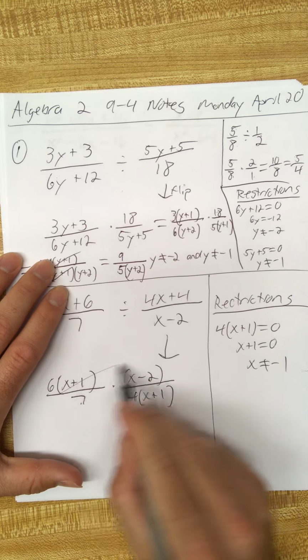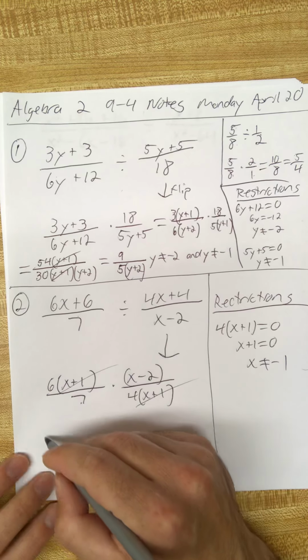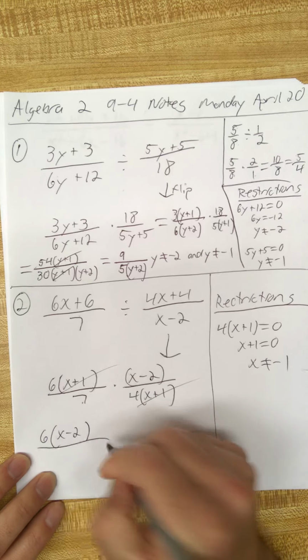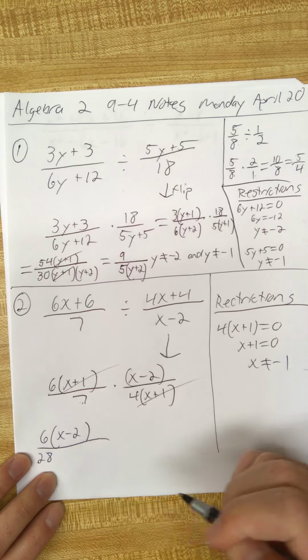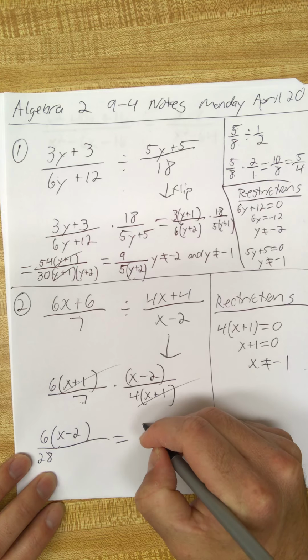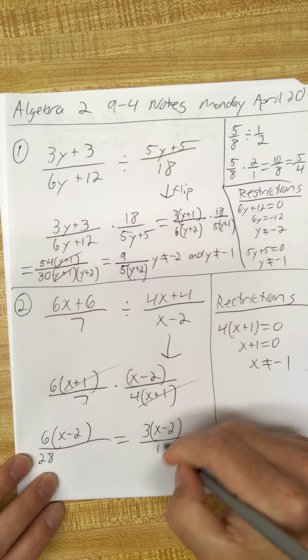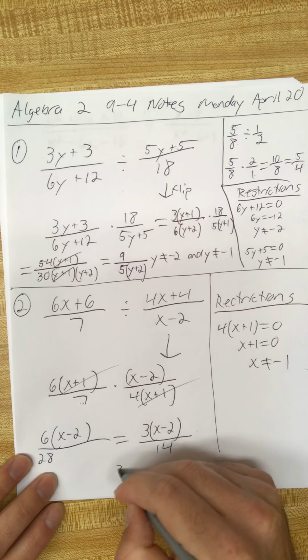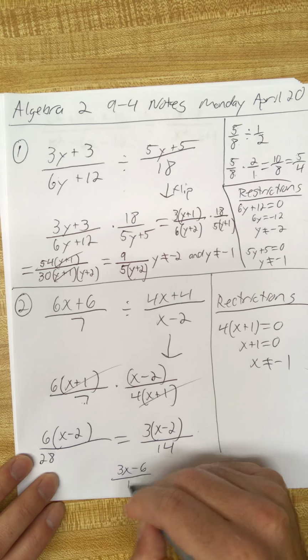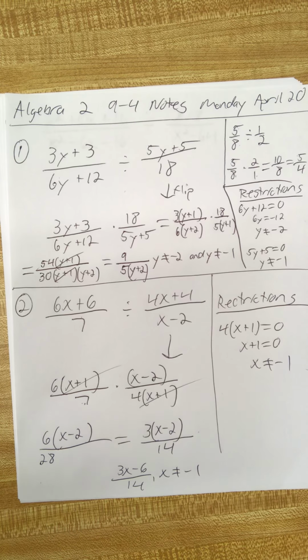Then as far as your simplifying goes, x plus 1 divided by x plus 1 is 1. So you're going to have 6 times x minus 2. You got 7 times 4 is 28. That's all you got in the denominator there. 6/28, though, just reduce that down to 3/14. So you're going to have 3 times x minus 2 divided by 14. If you want to write it as 3x minus 6 divided by 14, and then x cannot equal negative 1. That'd be a good final answer there. All right, starting to get into some longer ones here.